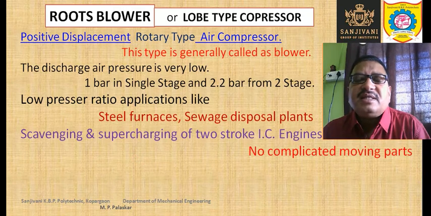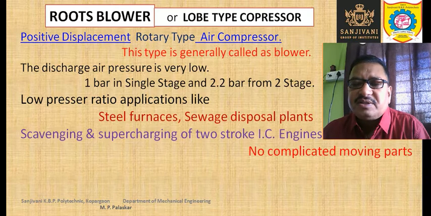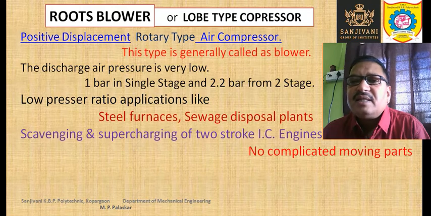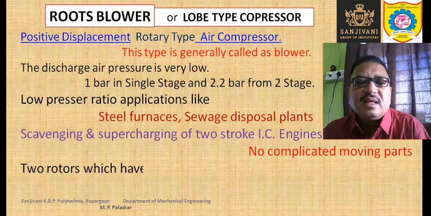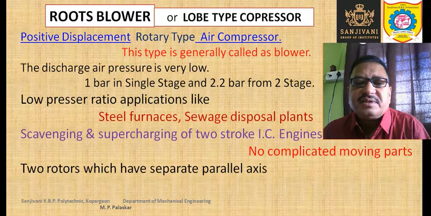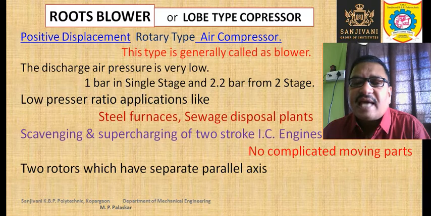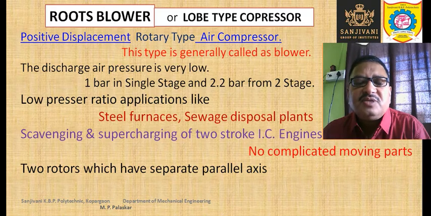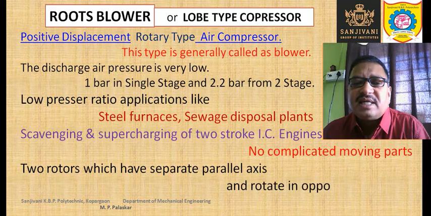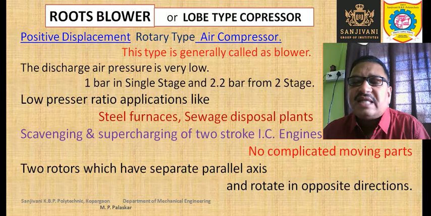In this type of compressor, that is the Roots blower or lobe type compressor, we do not have complicated moving parts. There are no complicated moving parts present in the Roots blower. We have two rotors which have separate and parallel axes. Two rotors are mounted on two separate shafts. These shafts are parallel to each other, or we can say the axes of these two rotors are parallel to each other, and these two rotors rotate in the opposite direction.